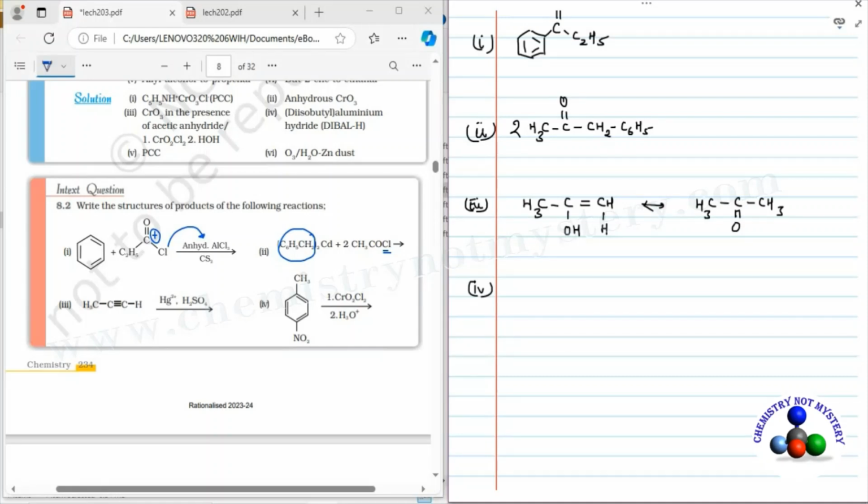Here this is chromyl chloride and H3O plus, meaning hydrolysis. When this molecule reacts with chromyl chloride, it converts the aromatic methyl group into aldehyde. So here there is the nitro group attached to the benzene ring, and here you will get CHO. So here you will get para-nitrobenzaldehyde.